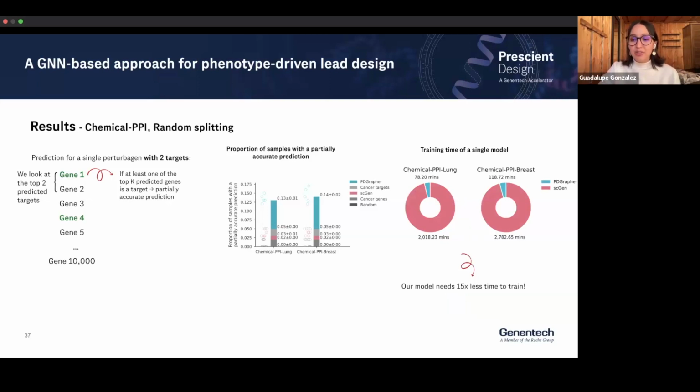And another benefit of doing this direct prediction, as opposed to the indirect prediction of perturbagens, is that the training is much faster, specifically comparing with Etigen. In the chemical data sets, our model trains 15 times faster than Etigen.